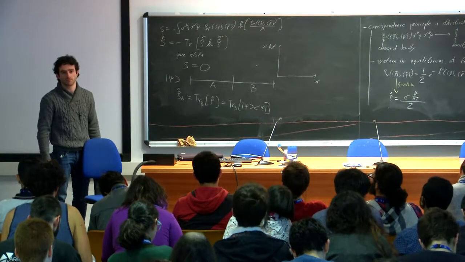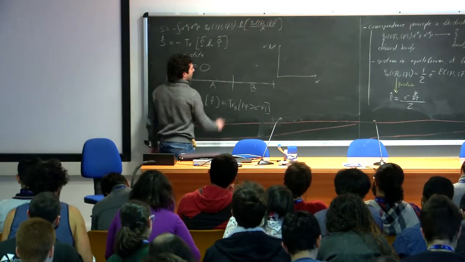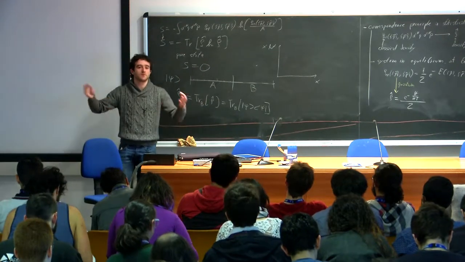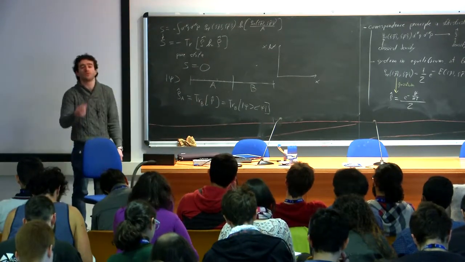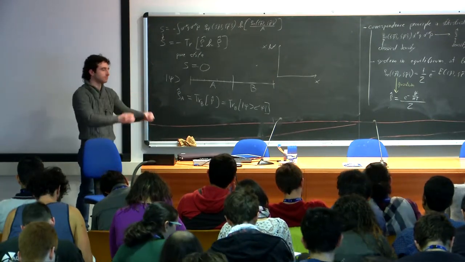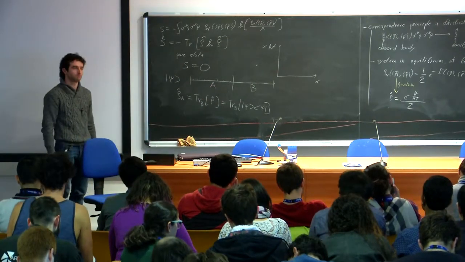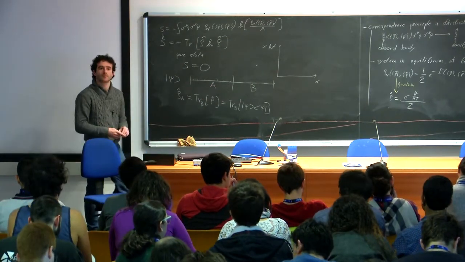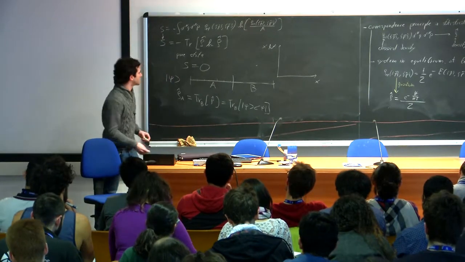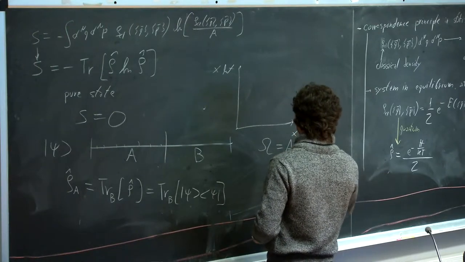For example, if this is a spin chain, you could say that the first n spins are in A, and the remaining spins are in B. Something like this. Or if you have a system of particles, you could say, well, I consider just one particle on one side, and the rest of the particles are B. This is B. So the total space is A plus B.